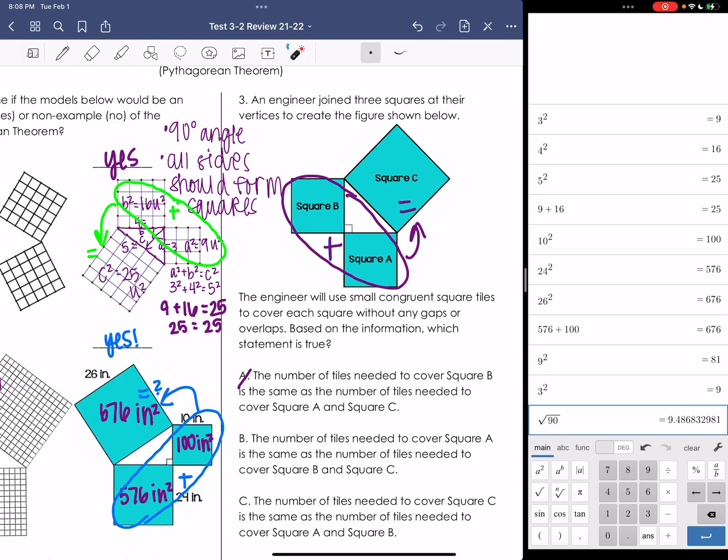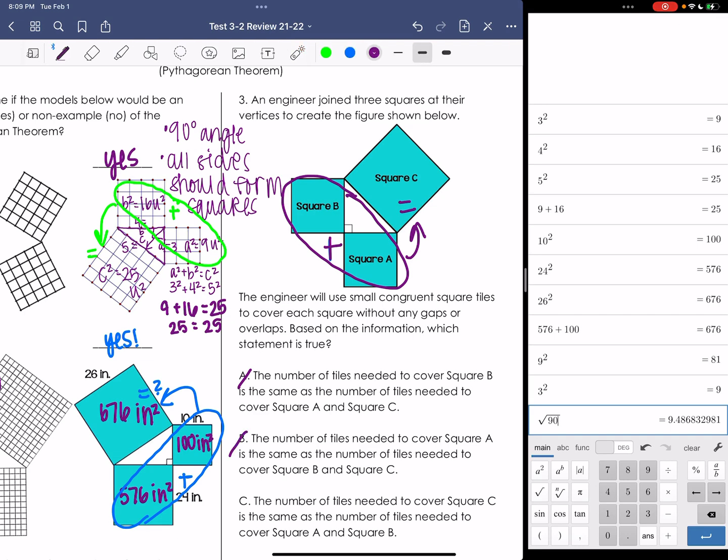Let's go ahead and look at B. So B says the number of tiles needed to cover square A, which is this square here, is the same as the number of tiles needed to cover square B and square C. So again, that's saying about the same thing A says. So it's saying that whenever you add together square B and C, it should add up and equal square A, which is not true. Again, we would take square C and subtract the area of square B to get square A. So B is also not true.